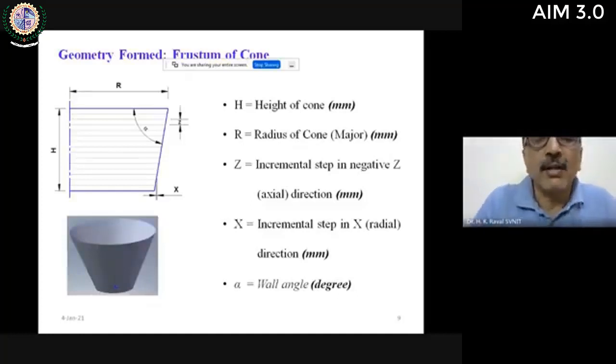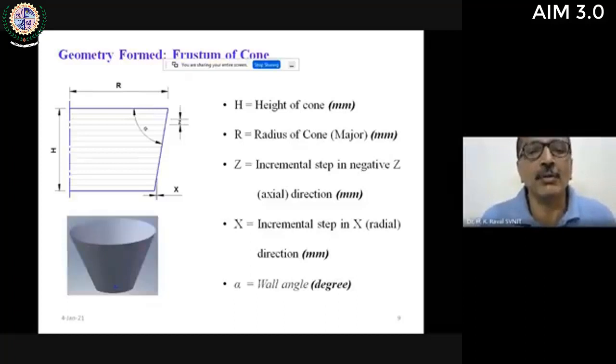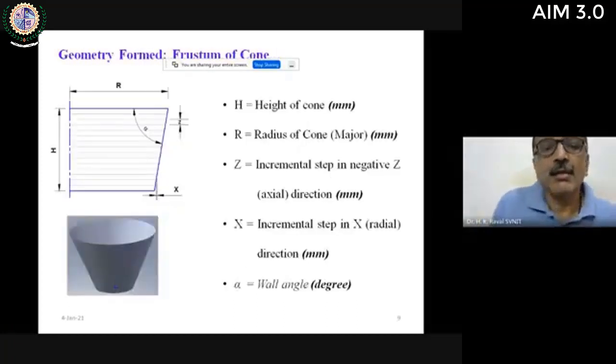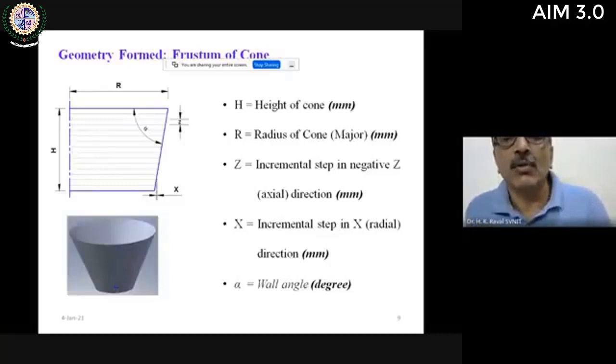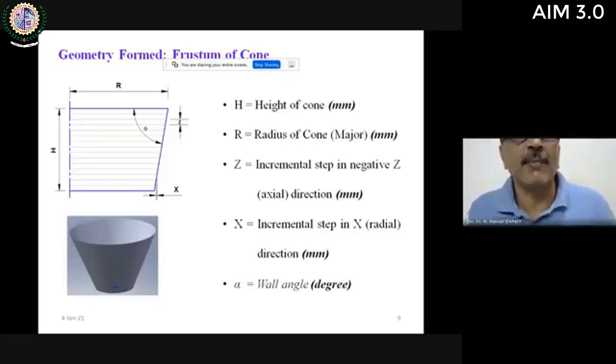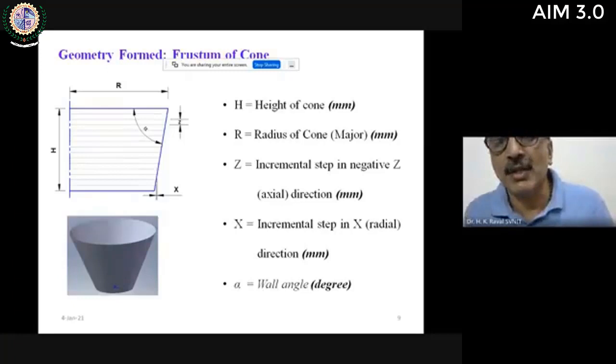This is the same parameter list I have reproduced here. That is the height of the cup or a cone, the radius of the curve, that is R, then Z is the incremental depth in the Z direction, which is called the step size. X is the incremental step in the X direction, because to generate the cup or the cone, the diameter of every plane should reduce from the major diameter to the minor diameter. So to get this reduction in diameter, you have to have the step size in the X direction as well, and alpha is the angle of a cone, or angle of a cup.